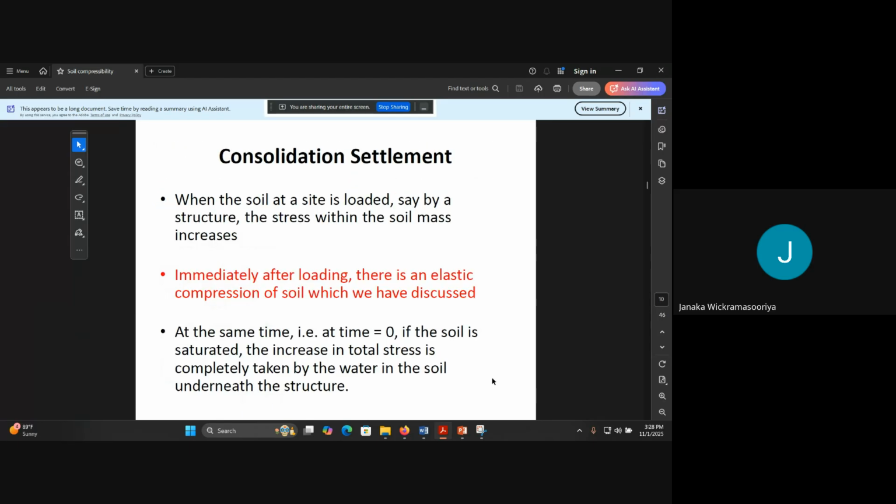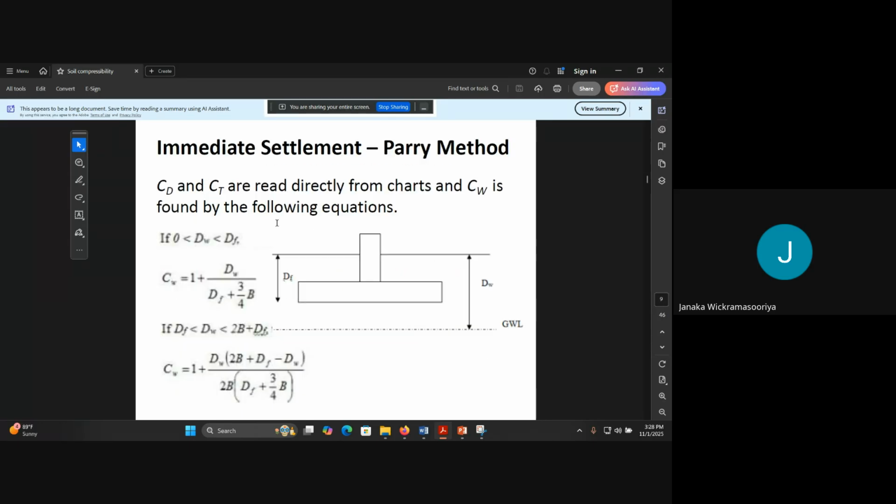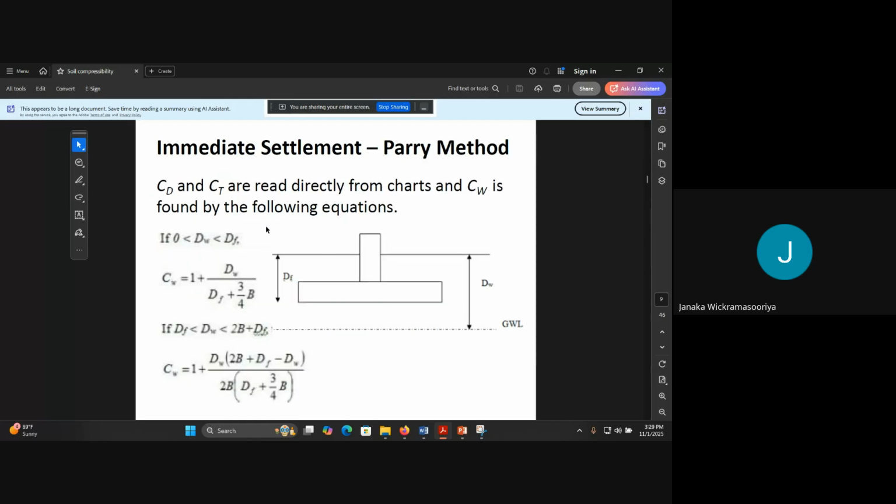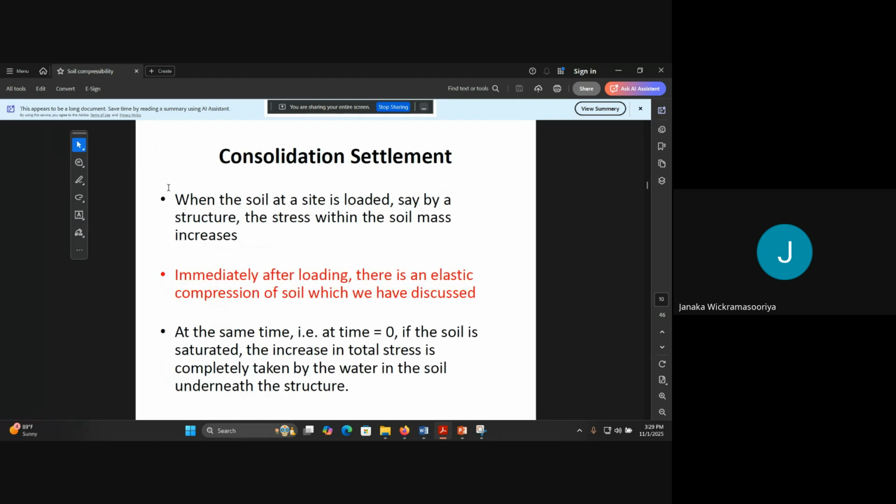And CD and CT are read directly from charts. There are charts for CD and CT, which are not included here. You can read them from these charts. Right. Then we will move to the consolidation settlement.